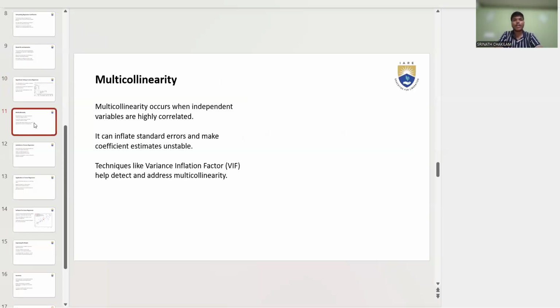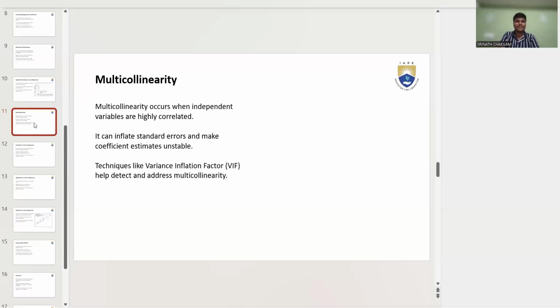Multicollinearity occurs when independent variables are highly correlated. It can inflate standard errors and make coefficient estimates unstable. Techniques like variance inflation factor (VIF) help detect and address multicollinearity.